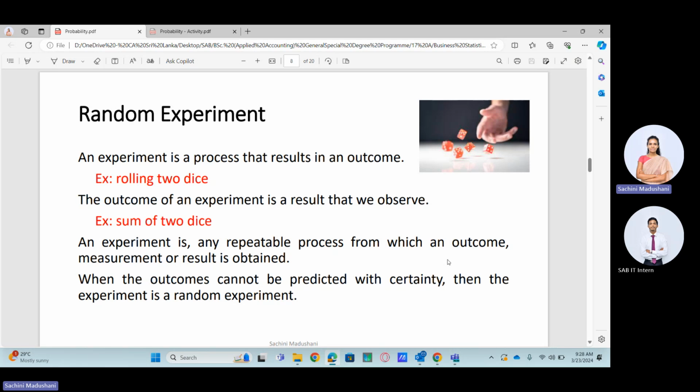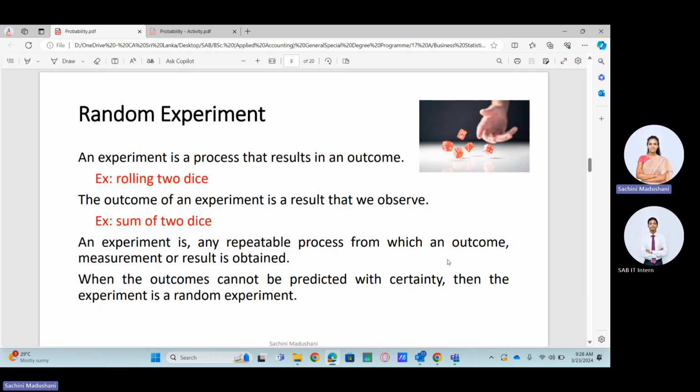Before tossing a coin, we cannot predict which outcome we will get. We cannot say 100% surely whether we will get head or tail. We do not know any outcome. After tossing the coin, we can say we got the head. Understood?